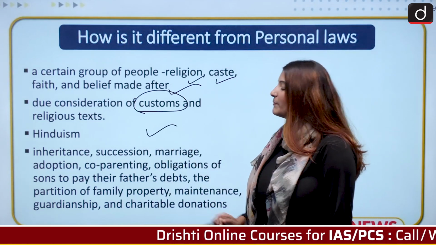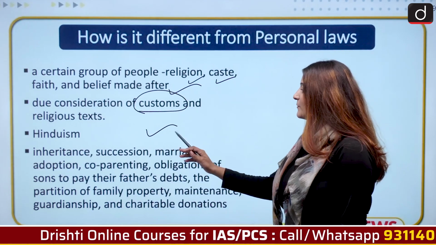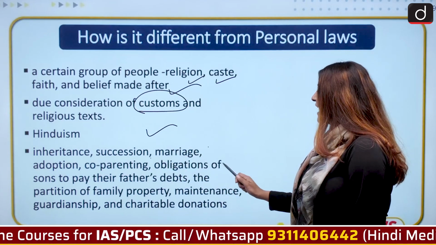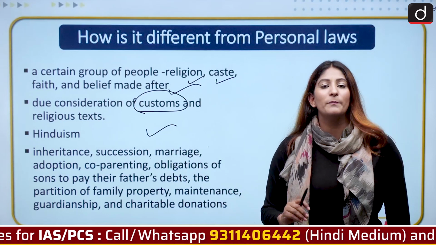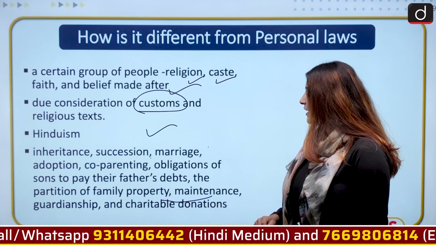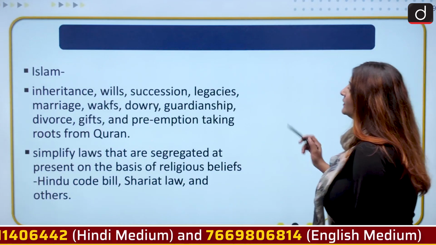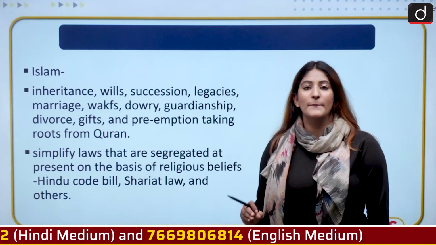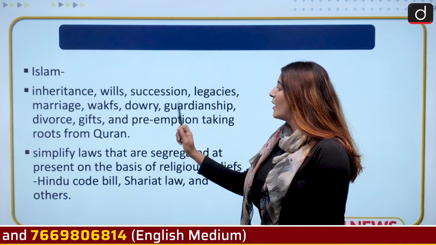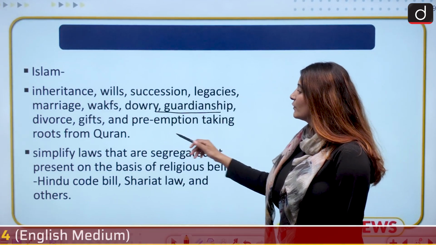And in Hinduism, personal laws are implemented when it comes to inheritance, succession, marriage, adoption, co-parenting, as well as the obligation of a son to pay the father's debt, the partition of family property, maintenance, guardianship, and charitable donations as well. When it comes to Islam, the same goes for Islamic personal laws as well: inheritance, will, succession, legacies, marriages, waqf, dowry, guardianship, divorce, gift, preemption, taking roots from the Quran.